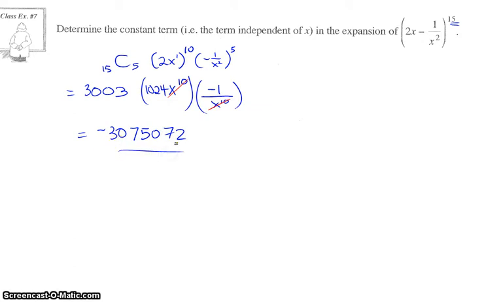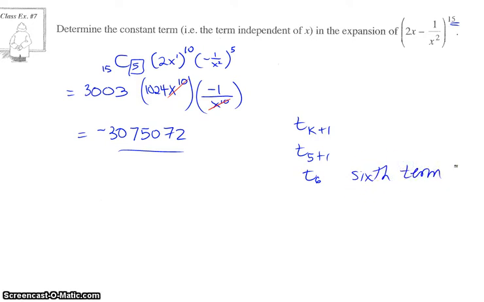Now, if they asked which term is the constant term, like the fourth term, fifth term, whatever, again, it's this number here, the k value, because it's t sub k plus 1, which we haven't talked about yet. The k value is 5, plus 1, so it would be the sixth term, if that did come up.